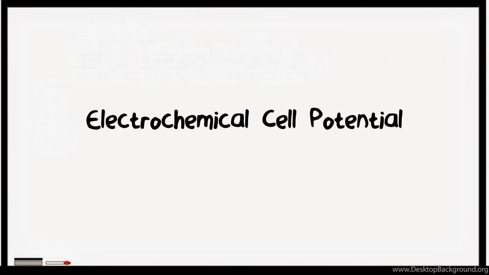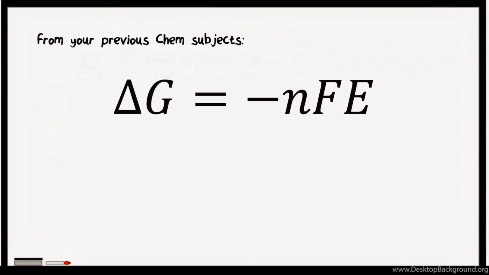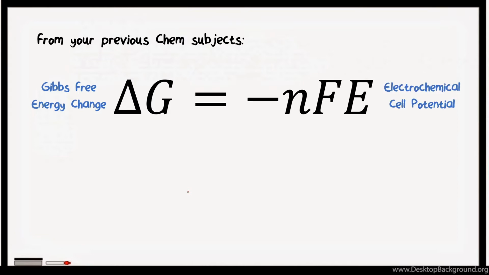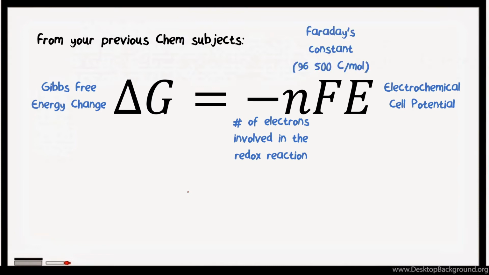Good day. Today we'll talk about the electrochemical cell potential in the hopes of obtaining what we call the Nernst Equation. So from your previous chem subjects and from your previous Math E, you should know that delta G is equal to negative nFE, where delta G is our Gibbs free energy change and it's related to E, the electrochemical cell potential, by n, the number of electrons involved in the redox reaction, and F, which is your Faraday's constant, which is equal to 96,500 coulombs per mole.